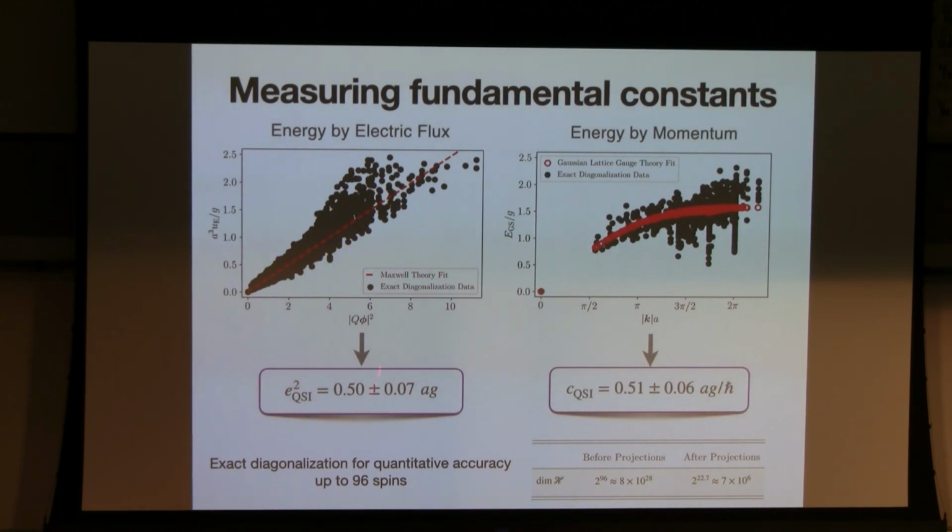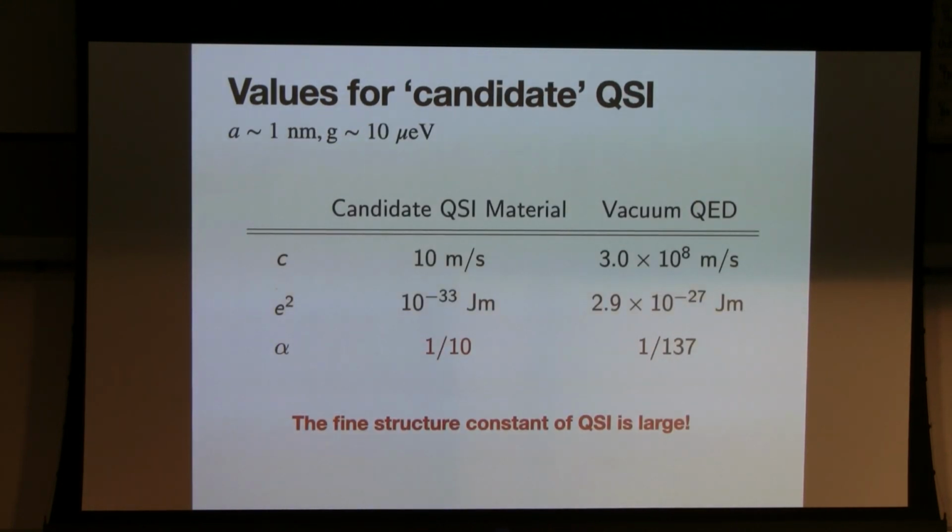And you get some number, and you get some number from energy by momentum. You have to do a little fitting to interpret everything. And what you find is that alpha is about 1/10. Okay? Divide, you get 1/10. Now, I view that as large in the sense that it's 10 times bigger than alpha in our universe.